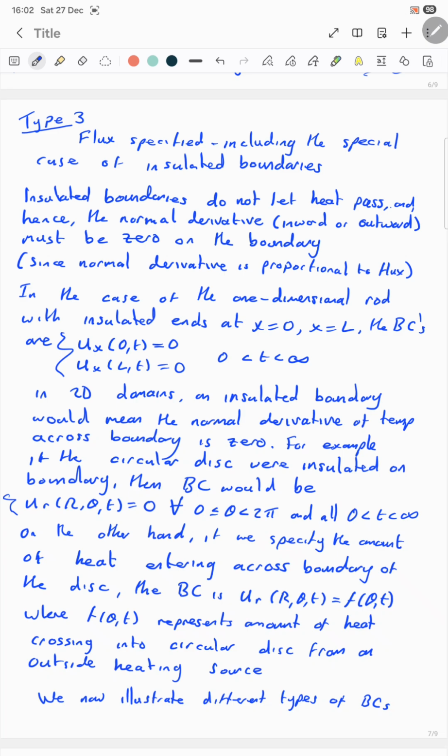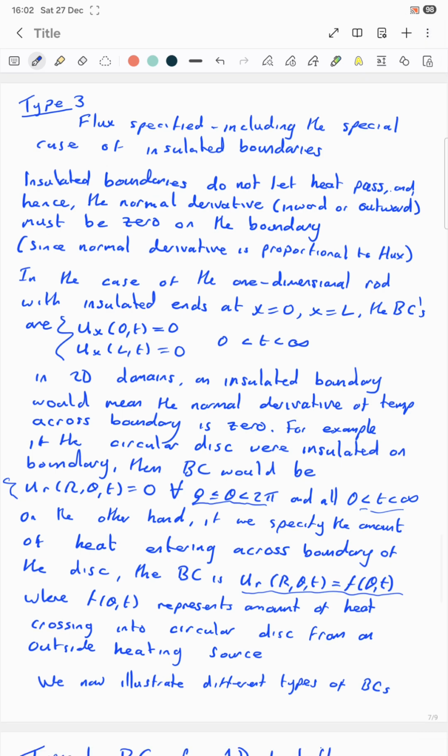For example, if the circular disc were insulated on the boundary, then the boundary conditions would be such that du/dr of R, theta, t equals 0 for all theta between 0 and 2 pi, and all t between 0 and infinity. On the other hand, if we specify the amount of heat entering across the boundary of the disc, the boundary condition is this, where F of theta and t represents the amount of heat crossing into the circular disc from an outside heating source. We now illustrate different types of boundary conditions.